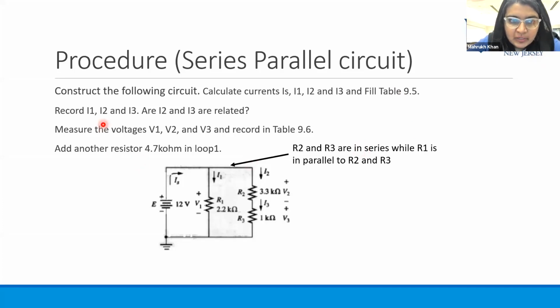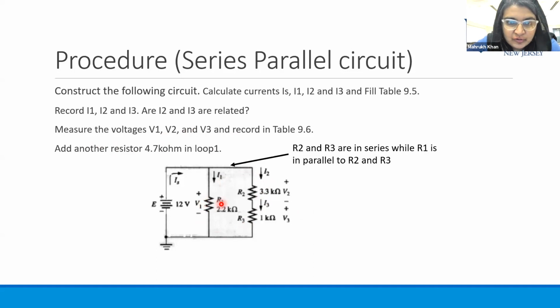Once you record I1, I2, and I3, you need to mention how I2 and I3 are related. What do you think? Why are they similar, or if not, what is happening? So you just need to do that. Measure the voltage V1, V2, and V3. Here we will have just the simulated value.